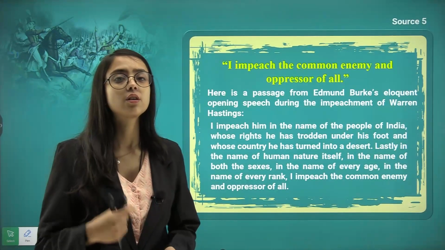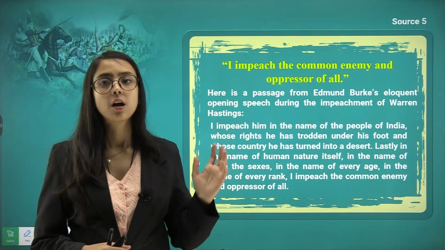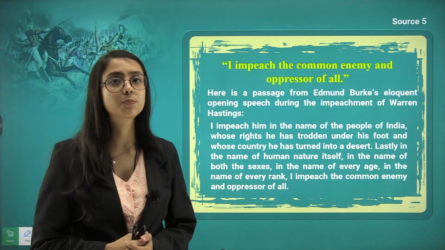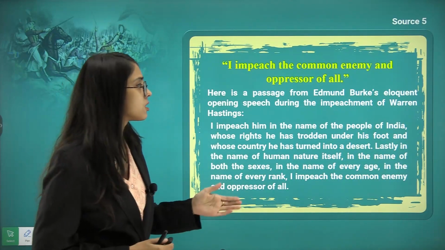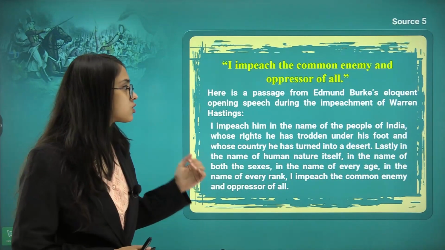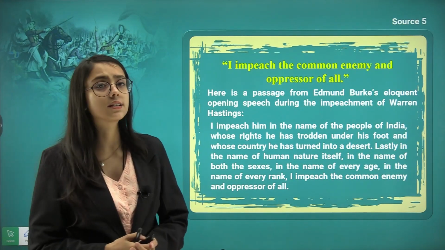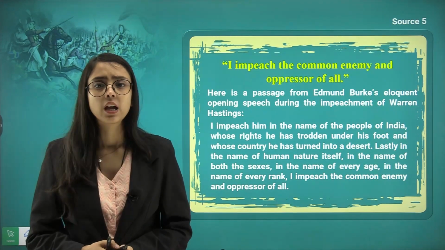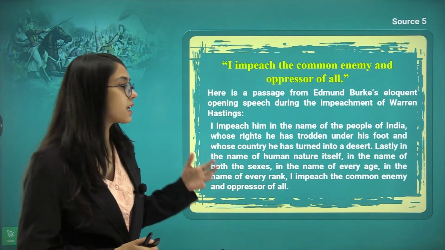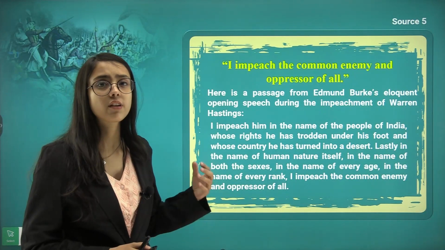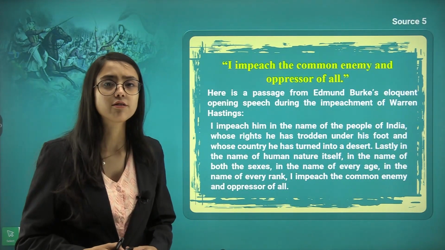Later on, Warren Hastings was impeached. So, here is an extract from Edmund Burke's eloquent speech during the impeachment of Warren Hastings. I impeach him in the name of the people of India, whose rights he has trodden under his foot and whose country he has turned into a desert. Lastly, in the name of human nature itself, in the name of both sexes, in the name of every age, in the name of every rank, I impeach the common enemy and oppressor of all.